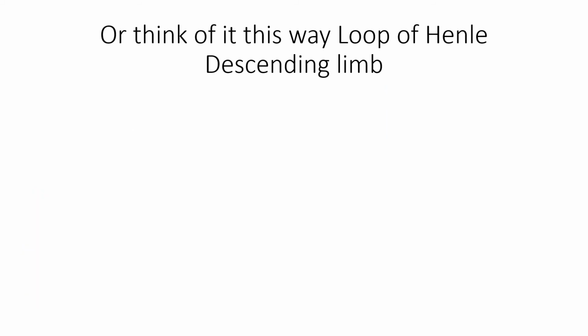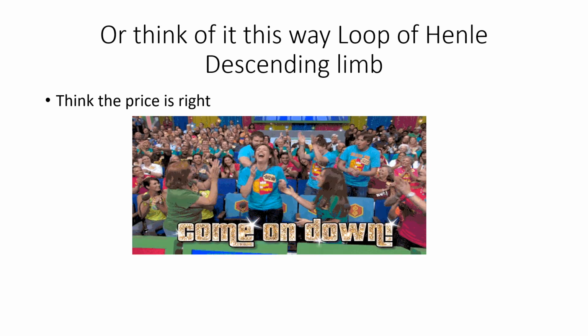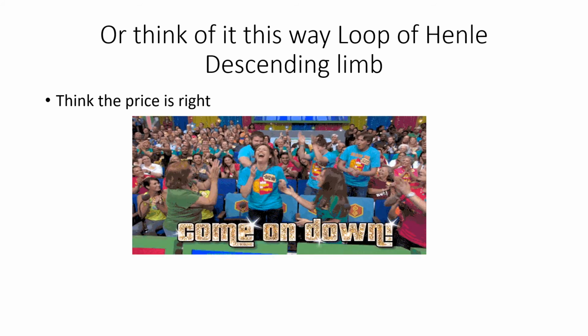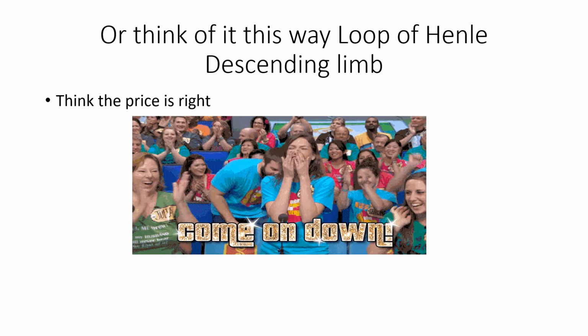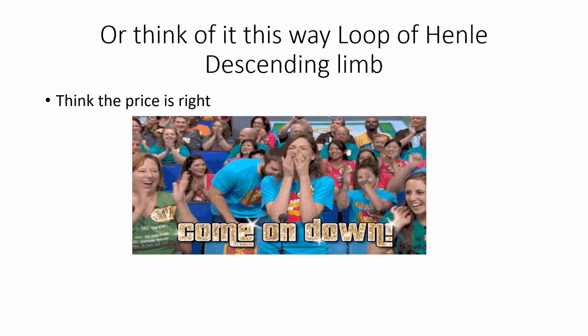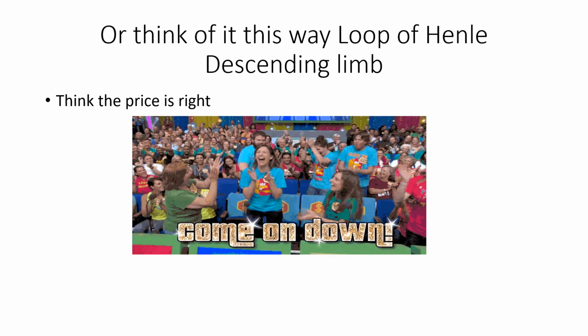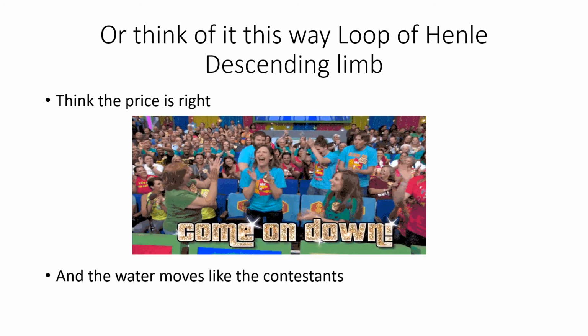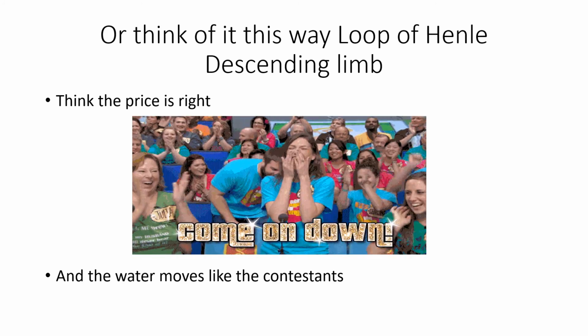Or you might want to think of it this way, again, the descending limb of the loop of Henle. Think The Price is Right. We've got contestants here with a blue top on, that's a bit like water. The water is passing through the semi-permeable membrane, the row of seats in front of her, down to the front to join the concentration of green, the higher concentration there. So the water is basically moving like the contestants.